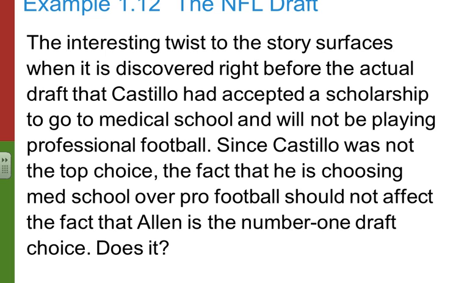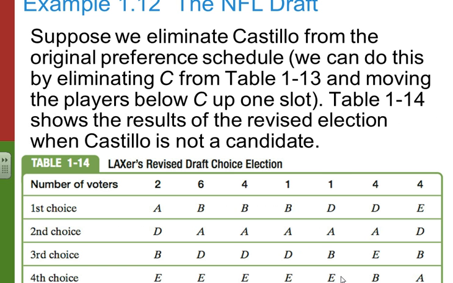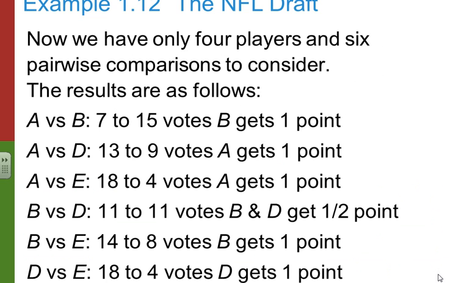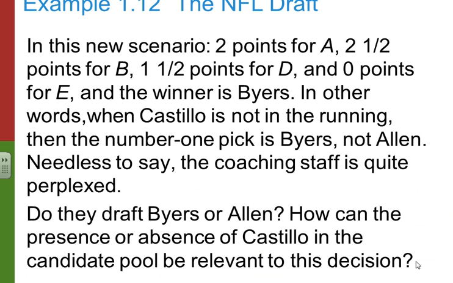Since he wasn't the top choice, this fact shouldn't matter, right? But in fact it does. And so they go back and they do it again with Costantino not a candidate. And we do it again, do a pairwise comparison, and we find out that Bayer is the number 1 pick, not Allen. So now what do we do?